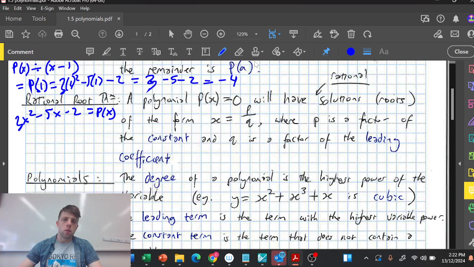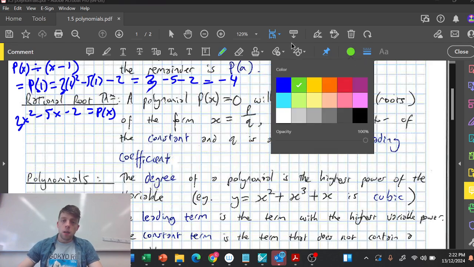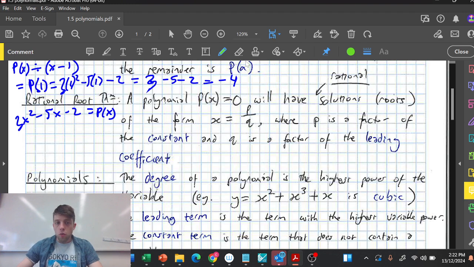So how do we figure out what the roots or the x-intercepts of a polynomial actually are? Well, we have to use what's called the rational root theorem. The rational root theorem states that a polynomial p(x) equal to 0 will have solutions, also known as roots, also known as x-intercepts. They all mean the same thing.